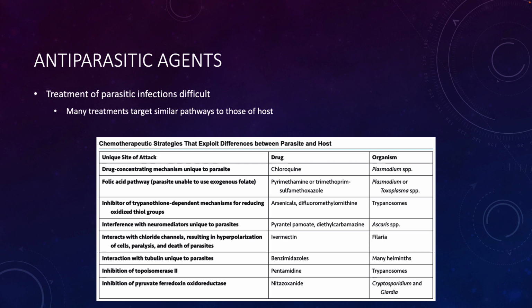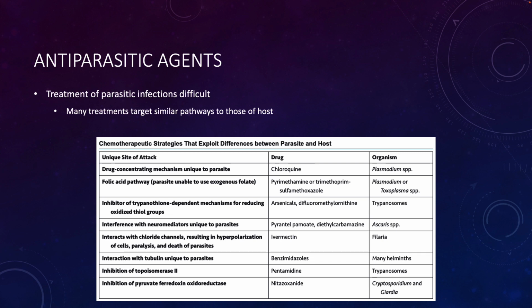Here, there are listed some pathways that can be targeted and why they work. For example, chloroquine: Plasmodium has a very unique mechanism where they actually will concentrate the drug, and that can kill them.